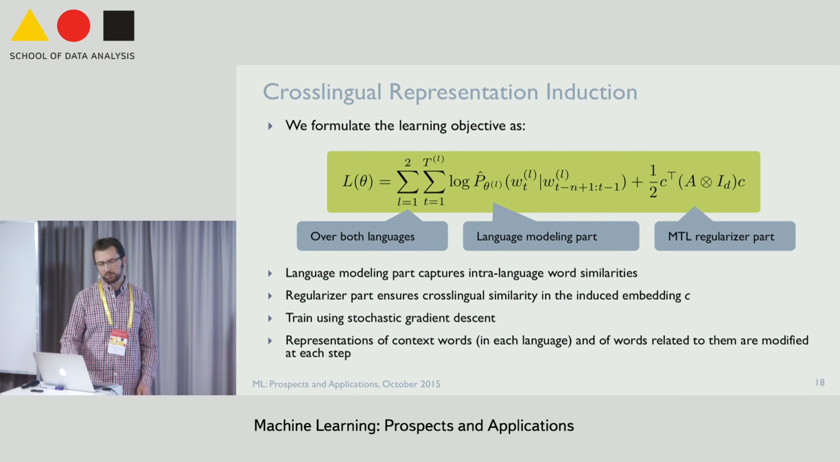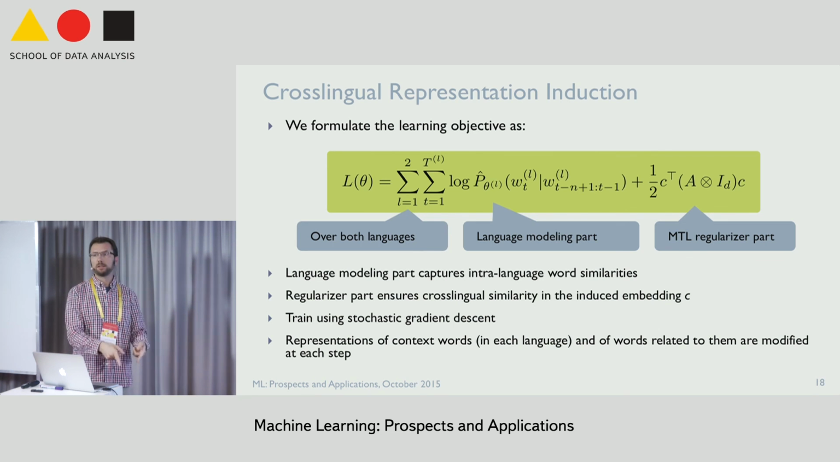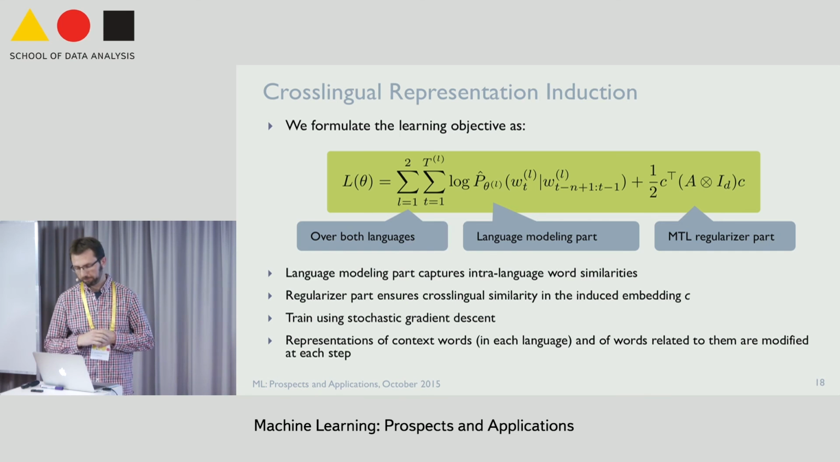So to rephrase it, the idea is that you have examples in both languages, sequences of words. You have a moving window where you look at previous context and you try to predict the next word. And every time you predict, you update the context words, but you also update words that are translations of those words in the other language at each update step. So you make updates for the other language, even though you're looking at an example in the first language.